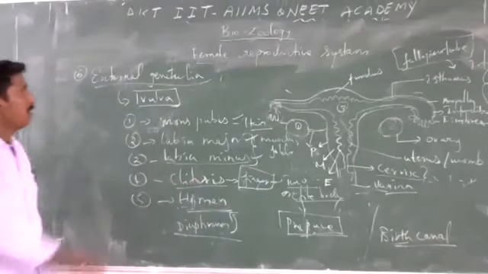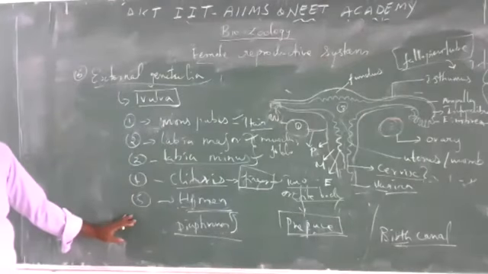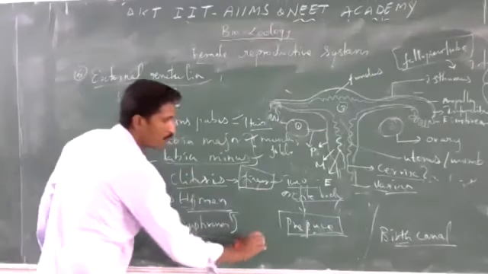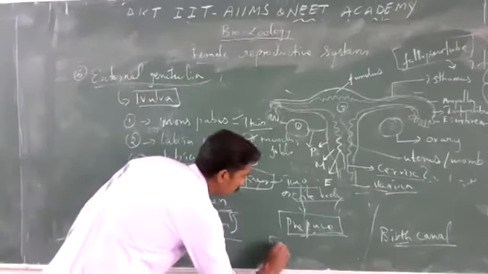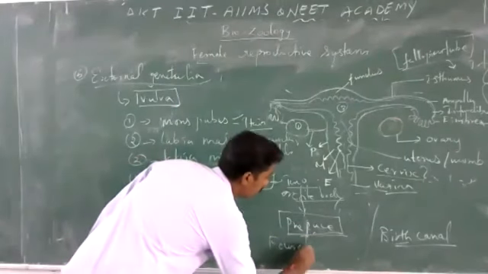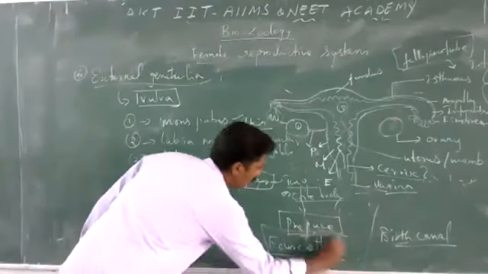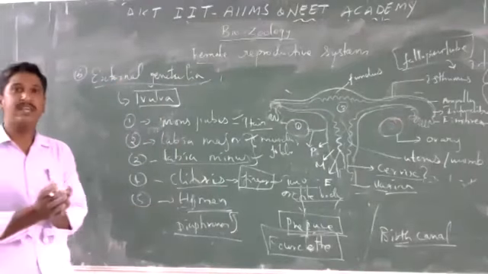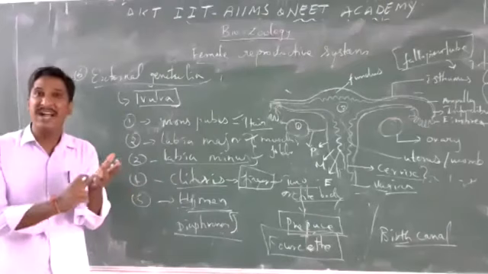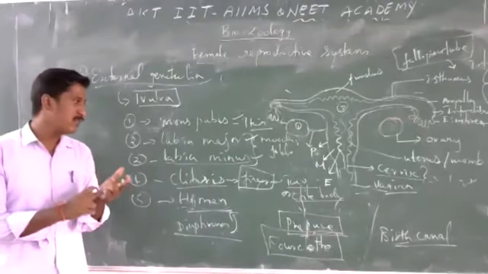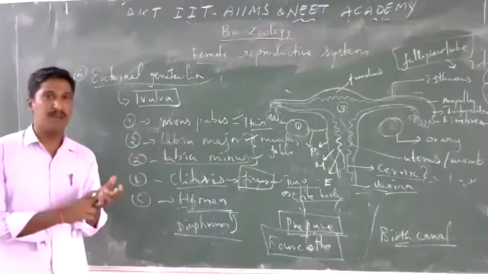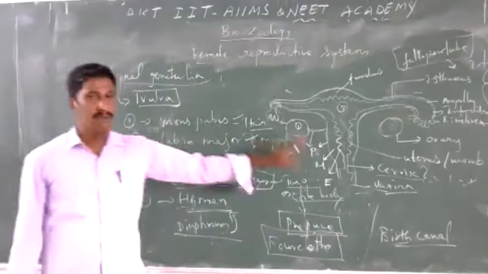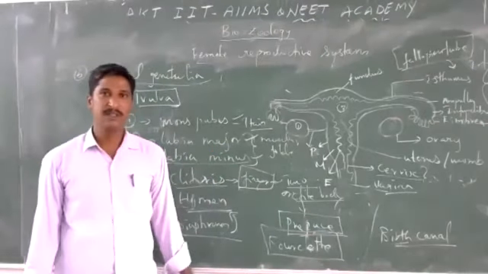So these are all the parts of the external genitalia, and the posterior parts of the labia majora join together to form a fourchette. This also has the vestibule, which has two openings: one is the urinary bladder opening, and the other is the vaginal opening. So these are all the structures of the female reproductive system. Thank you.